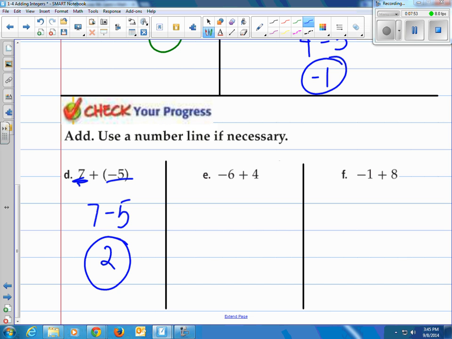Let's look at E here. Negative 6 plus 4. Again, they're different. One's a negative, one's a positive. Therefore, I know I'm going to have to subtract the absolute values. That's in the definition. You get 2. Then I have to determine which one has a greater absolute value. Well, the negative 6 does, therefore the answer will be negative. And then F, negative 1 plus 8. What would we do? Well, subtract the absolute values. You get 7. And which one has a greater absolute value? 8 does. 8 is positive, therefore the answer is positive.